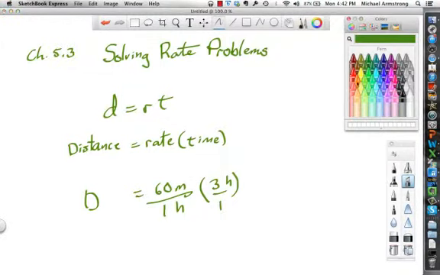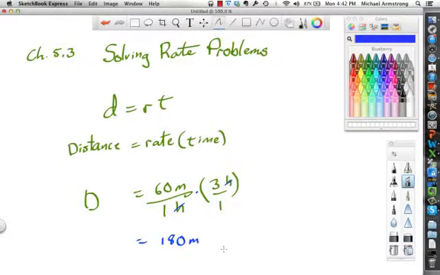If we go ahead and multiply this out, I can see that 60 miles per 1 hour multiplied by 3 hours, the hours cancel out, leaving us only with miles. See, this M stands for miles per hour. 60 times 3. And 6 times 3 is 18. So 60 times 3 is 180 miles.